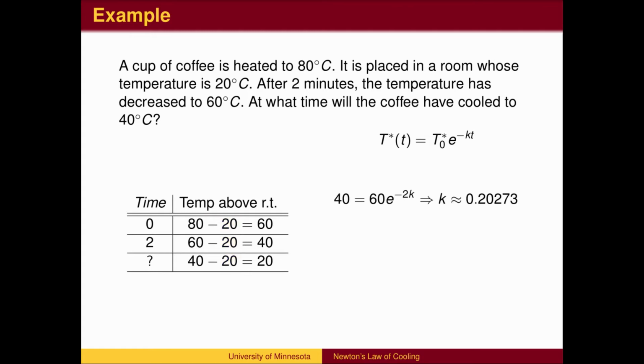We can now use our exponential model to find k using the information when t equals 2. We use the initial temperature, the time, and the temperature at time t equals 2 to find that k is approximately 0.20273. Once we know the value of k, we can use it, along with the initial temperature and the final temperature, to find the time at which the coffee reached 20 degrees above room temperature is approximately t equals 5.42, or about 5 minutes and 25 seconds. Details of these two calculations are given at the end of the video.